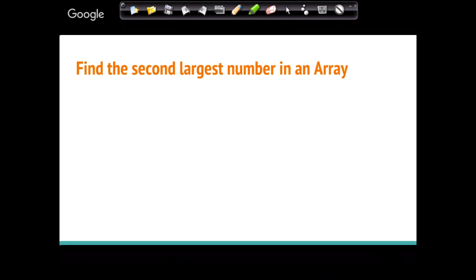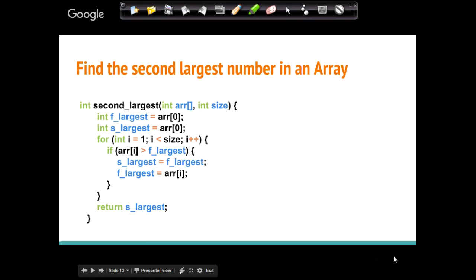Now, when the next question comes, find now the second largest, or the third largest, or let's say the nth largest, where the value of n you take from the user. All right? Those kind of questions then become tricky because your mind stops at the largest. So let me show you the second largest.